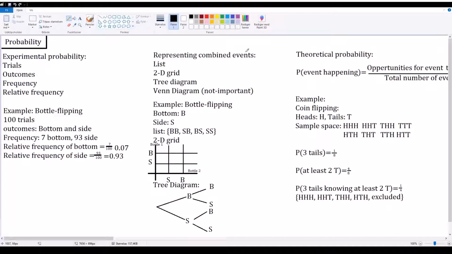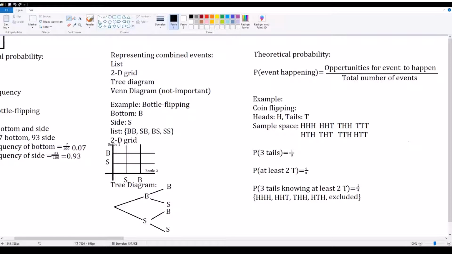Next, there's representing combined events, and the terms you need to know is that you can represent it with a list, a 2D grid, or a tree diagram, and also Venn diagrams, but that's not important right here. So here, for example, we have someone flipping a coin. Heads is represented by H, tails is T, and here we have a sample space, which is essentially all the different results we can get.